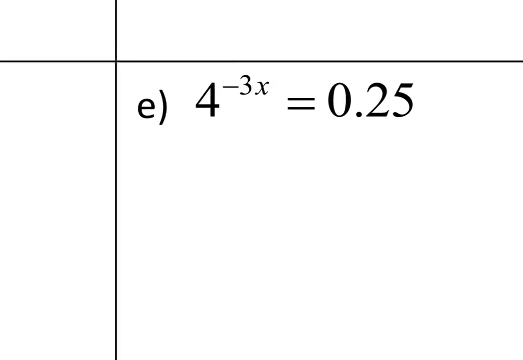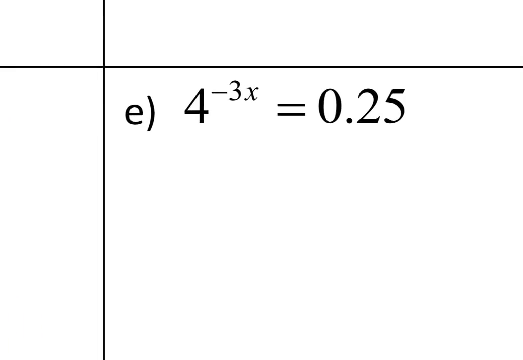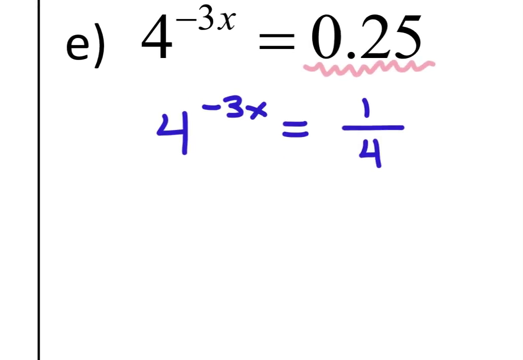Now in letter E, my thinking here is that I can rewrite 0.25 as a number that has 4 as the base. So let's leave the left-hand side alone for a minute. And remember that 0.25 is 1 over 4, and 1 over 4 is 4 to the negative 1 power. So now I have 4 to the negative 3x equals 4 to the negative 1 power.